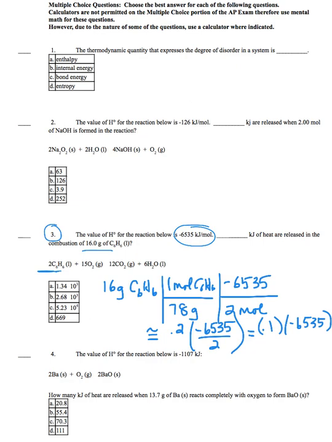16 divided by 78 ends up being 0.2, and then we have negative 6,535 divided by 2. So 0.2 divided by 2 is 0.1, and 0.1 times 6,535 gives you about 650, and we can go and find the answer being D.